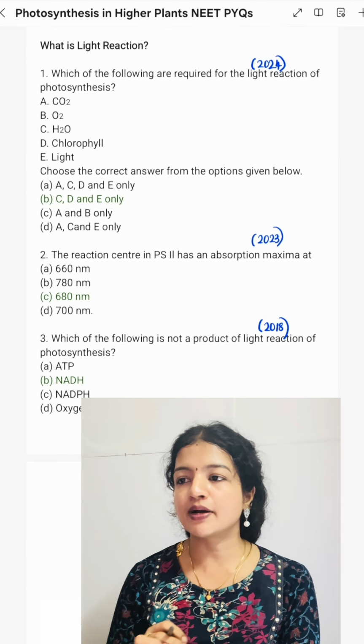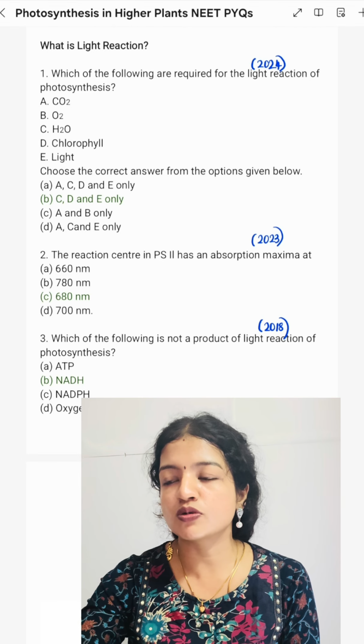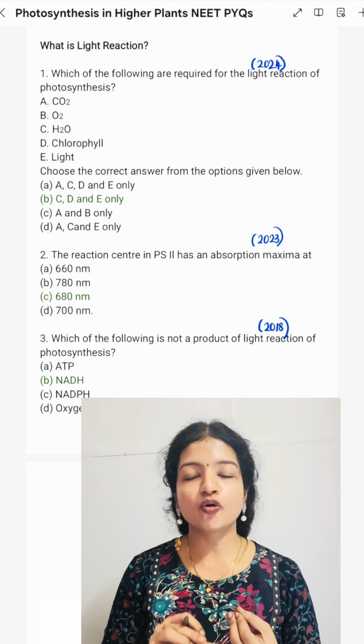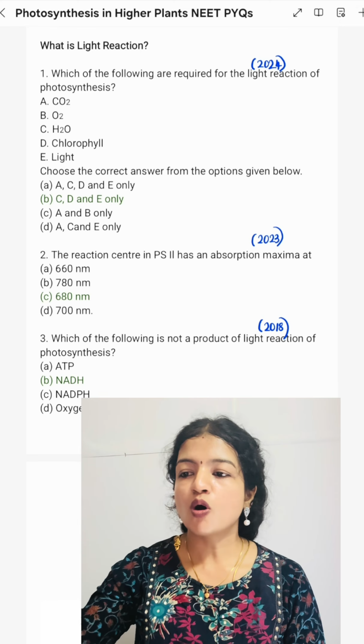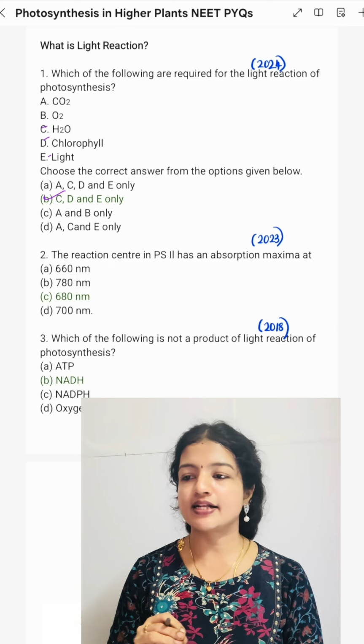Let's see the questions asked from that. Which of the following are required for the light reaction of photosynthesis? So the light reaction requires water, chlorophyll, and light. So option B, C, D, E only is the correct answer.